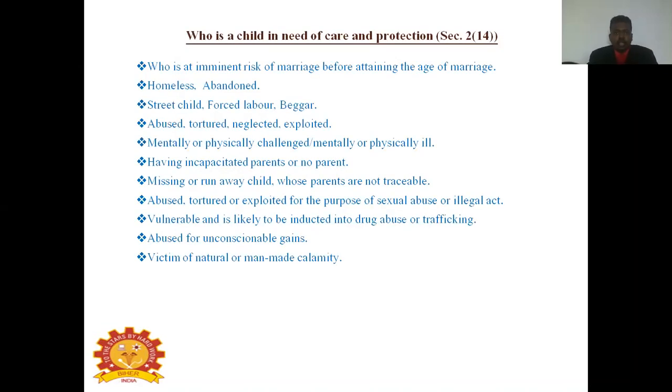A child who is homeless, abandoned, a street child, in forced labor, a beggar, abused, tortured, neglected, exploited, mentally or physically challenged, having incapacitated parents or no parent, a missing or runaway child whose parents are not traceable, abused, tortured or exploited for the purpose of sexual abuse or an illegal act, vulnerable and likely to be inducted into drug abuse and trafficking, abused for unconscionable gains, or a victim of natural or man-made calamity. So these are very important.